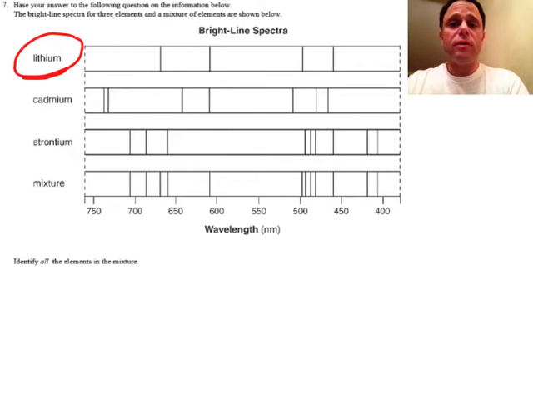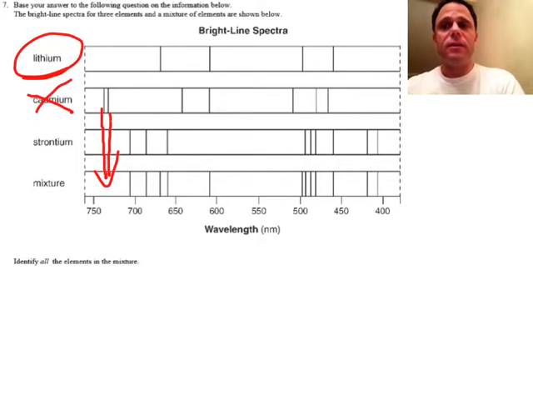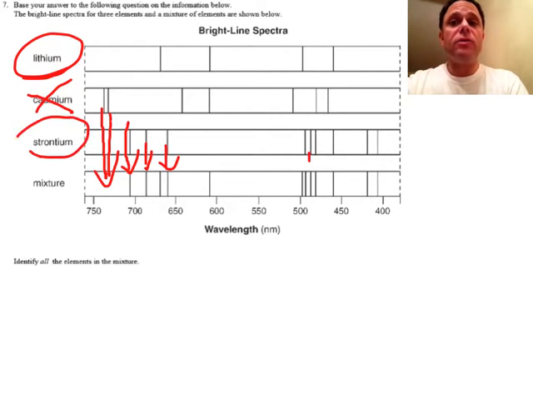So lithium is there. Okay, is cadmium there? Well, both those lines are not represented in the mixture. Cadmium is not in the mixture. And strontium, is this line present? Is this line present? This one, and so on. Yes, they are. The answer is this mixture is comprised of both lithium and strontium.